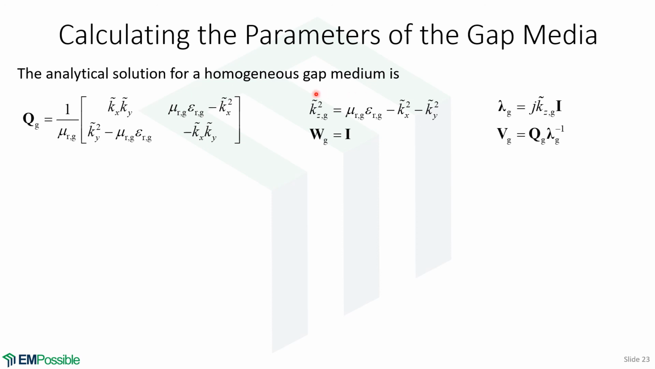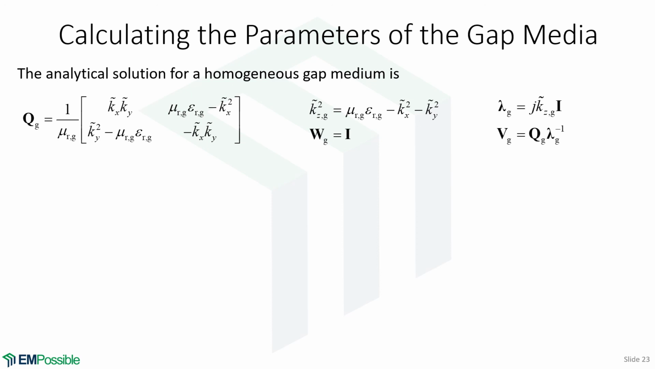I'll point your attention to this equation. We have the difference of two things. We have this mu times epsilon, and then we're subtracting our kx squared and ky squared. So anytime we have the difference of something, there's the opportunity that this could go to 0, and then our kz goes to 0, our eigenvalues go to 0, and it turns out transfer matrix method fails if there's ever a kz that goes to 0.